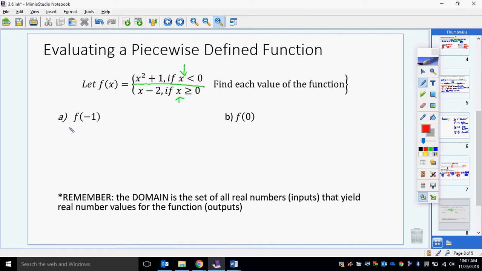Let's find or evaluate f of negative 1. So negative 1 is what we're plugging in. Which category does that meet? Is it a number less than 0 or is it a number greater than or equal to 0? And that is less than 0. So we're going to be using this top function, because the if part in your piecewise function tells you which one to use. Use the top or use the bottom. This one satisfied the top.